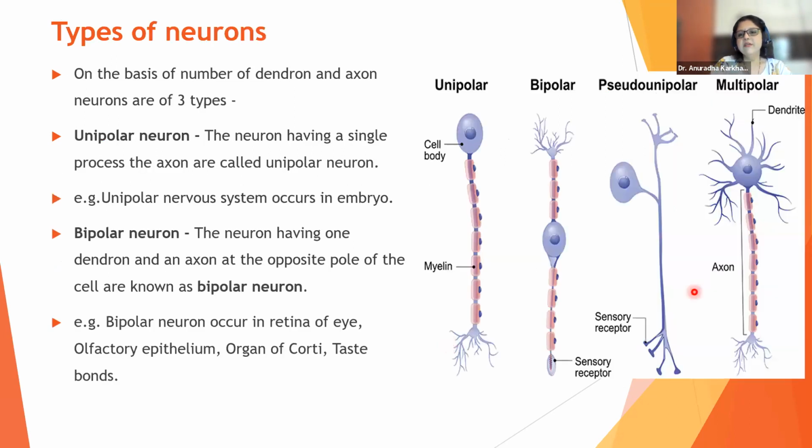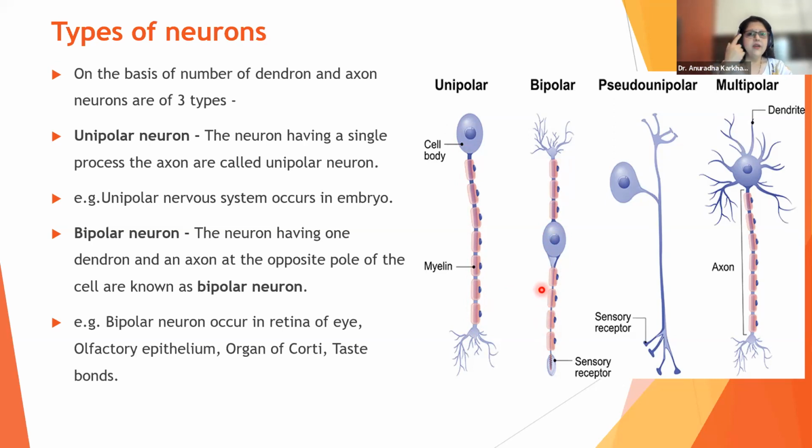Types of neurons. So we have 4 types of neurons depending upon the number of dendrons and axons. So this is your unipolar, bipolar, pseudo-unipolar, and multipolar. Unipolar neurons have a single process. The axons are called unipolar. Cell body and a single axon. Unipolar neurons occur only in the embryonic form, not in adults. Bipolar, you can see 2 processes are being formed over here. The neuron having 1 dendron and 1 axon at the opposite poles is known as a bipolar neuron.